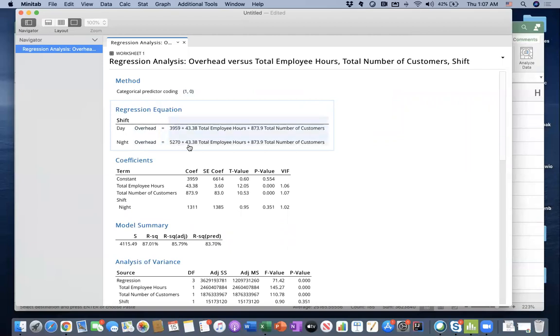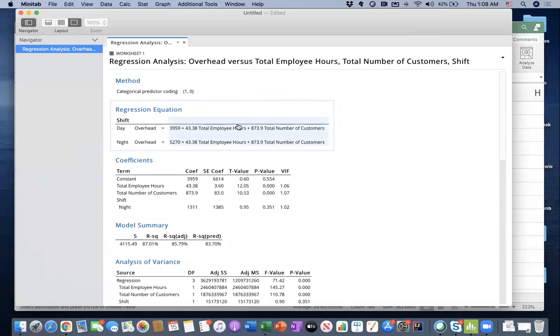And let's see what else we can conclude here. We see no minus signs here, and here. So it means that if I increase total employee hours and total number of customers, my overhead is going to increase in both day shift and night shift. How much is the overhead cost going to increase? Well, if I increase the total employee hours by 1, it's going to cost me $43.38 because this is the coefficient here, right? If I serve one more customer, then my overhead cost is going to increase by $873.90.